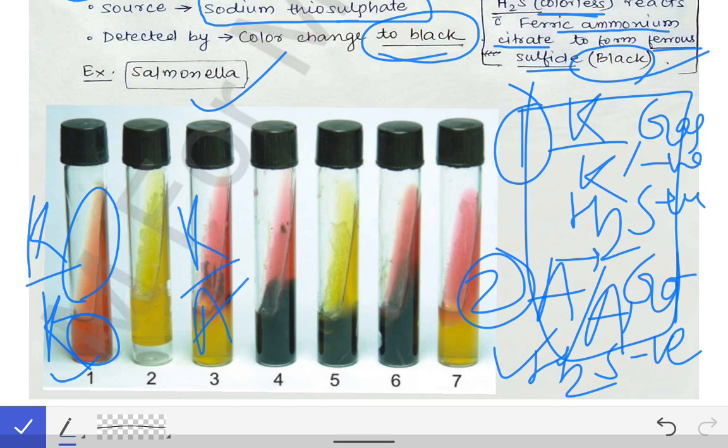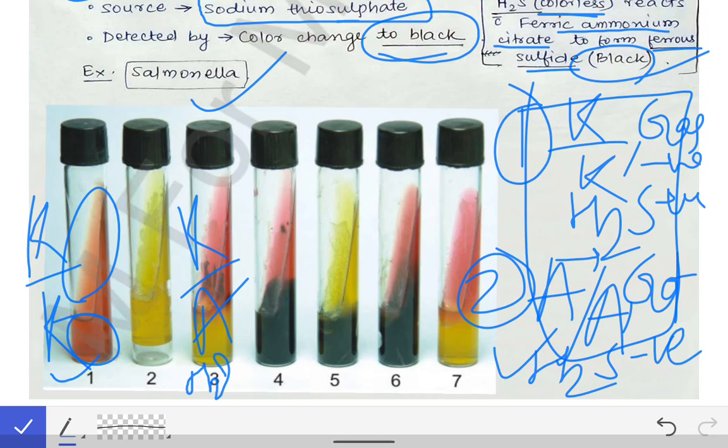But can you see any gas in this test tube? No, there is no gap produced, or there is no elevation in the agar from the base of the test tube. So we can say that the gas is negative. So the test tube 3 is K by A, the alkaline over acid, gas negative, and there is no black color also, so it will be H2S negative also. So the test tube 3 is alkaline over acid, gas negative, H2S negative.